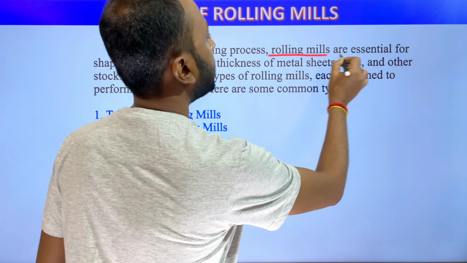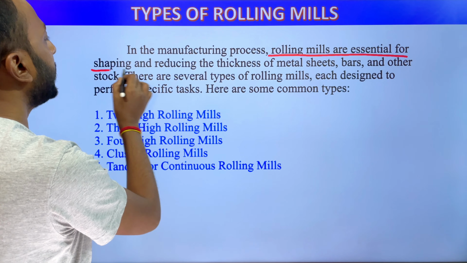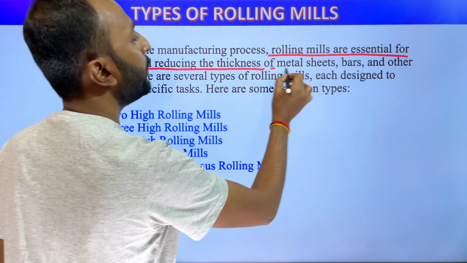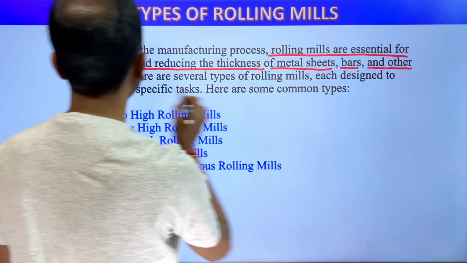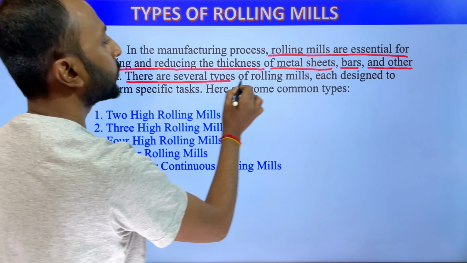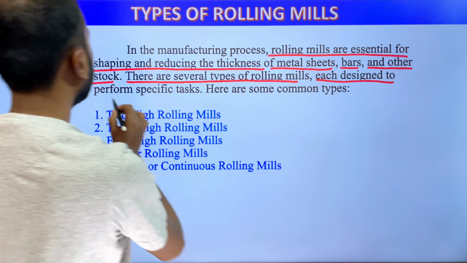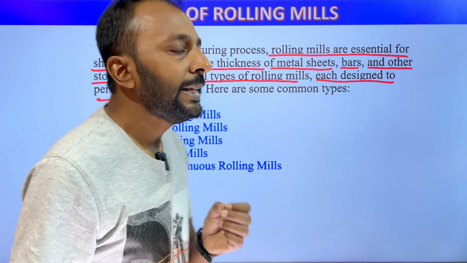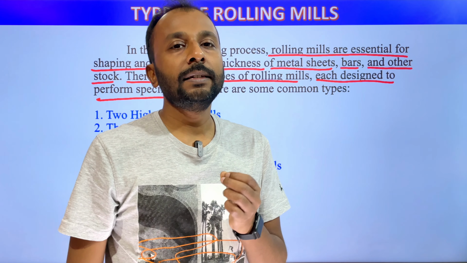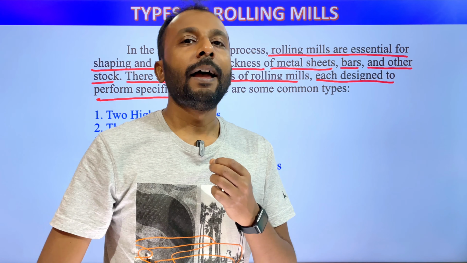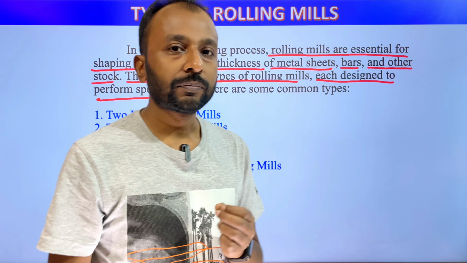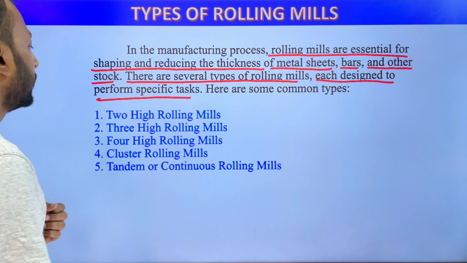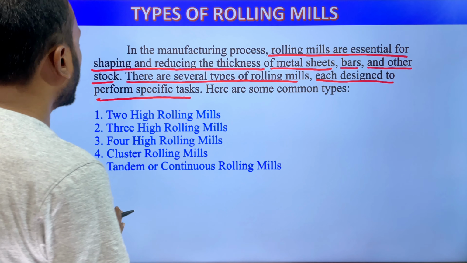Rolling mills are essential for shaping and reducing the thickness of metal sheets, bars and other stock. There are several types of rolling mills, each designed to perform specific tasks. In industry, different rolling mills have different applications. Let's discuss them accordingly. These are the types of rolling mills.